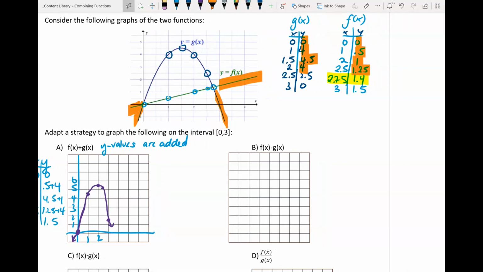For our next one, f of x minus g of x, we're going to create the table of values, and now we're going to subtract. Remember to do f of x minus g of x, the order does matter. So the f of x y value minus the g of x y value. And we'll do it for 0, 1, 2, 2.5, and 3.